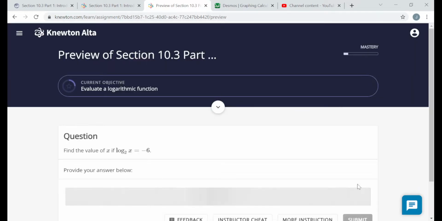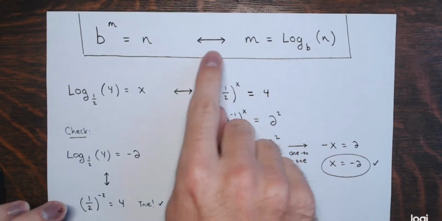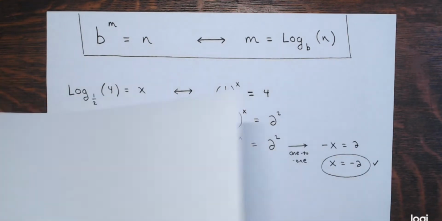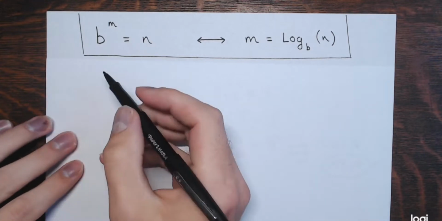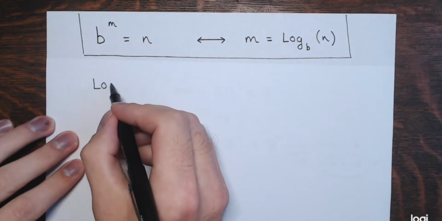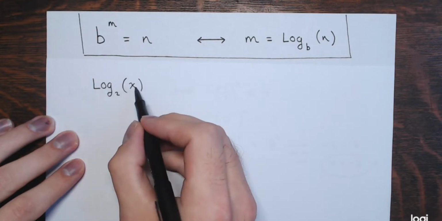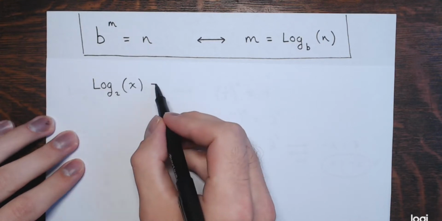All right, the next question. Same objective. We're given a logarithmic statement and asked to find the value of the variable, wherever x is. So once again, I'll go back to my paper where we have the conversion between exponential form and logarithmic form up top. And this time we're given this statement: the log with a base of 2 of x, so the logarithm of x base 2, equals -6.